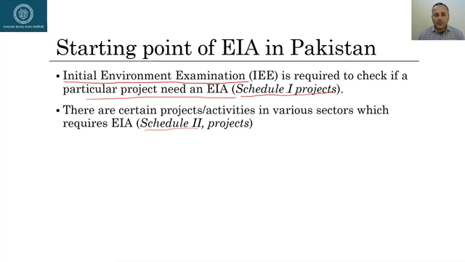So in Schedule 1 projects, the initial environmental examination is done, and based on the findings of that report, you either conduct the EIA or you just ignore it. It really depends on the recommendations of the initial environment examination report. For Schedule 2 projects, though, each and every project requires an environmental impact assessment.